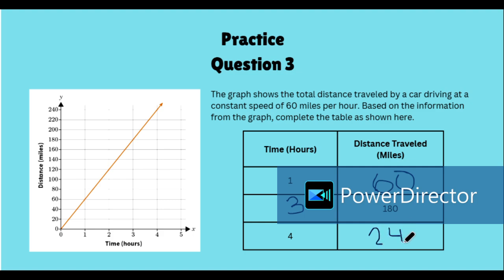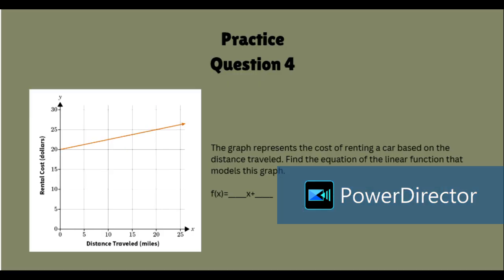Here's practice question 4. The graph represents the cost of renting a car based on the distance traveled. Find the equation of the linear function that models this graph. Linear means our formula is f of x equals mx plus b. Pause it and figure it out, then come back. B is our y-intercept, so that's going to be 20.